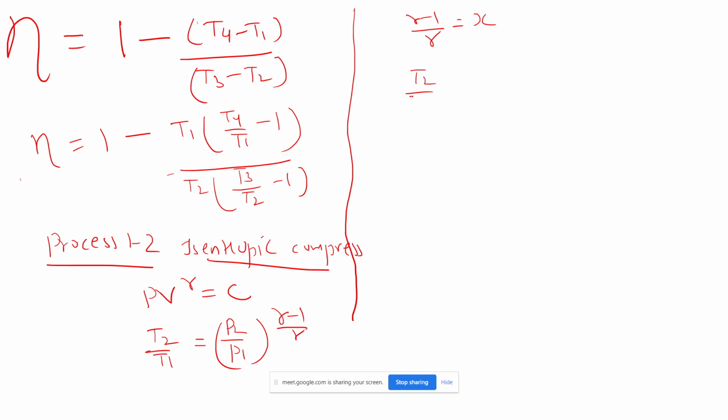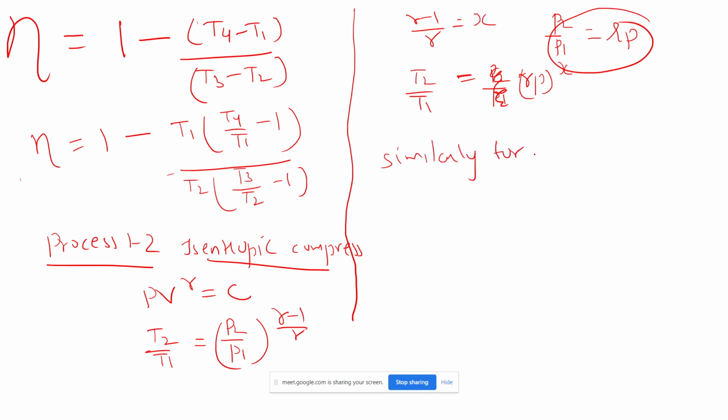So T2 upon T1 is equal to (P2 upon P1) to the power gamma minus 1 upon gamma, and P2 upon P1 we can also write as RP, that is the pressure ratio. So we can directly write RP to the power X. Is it fine?